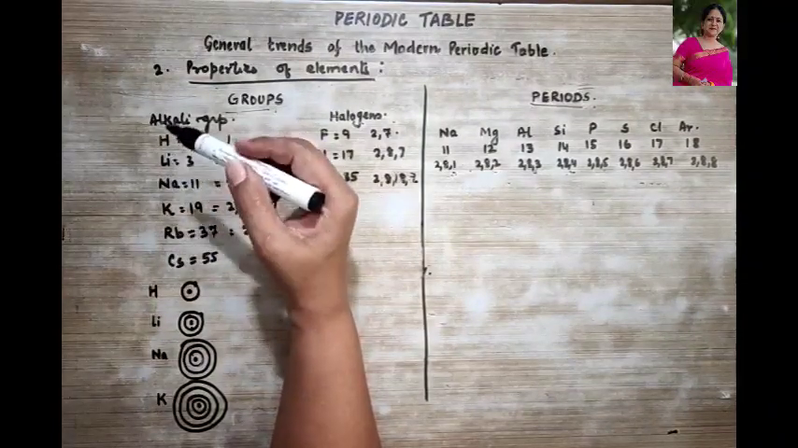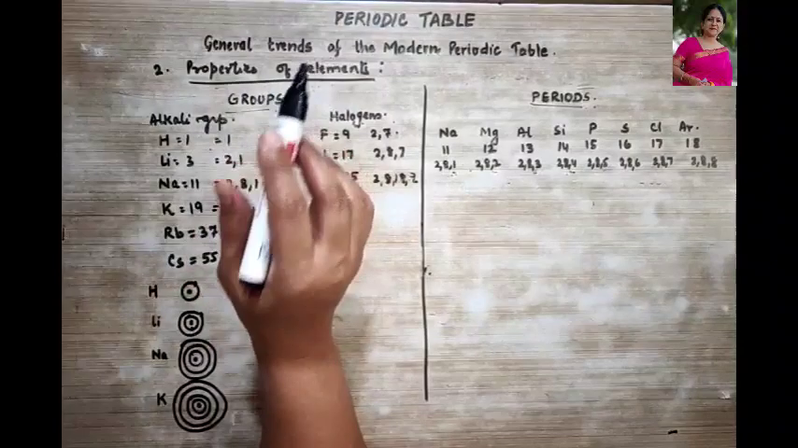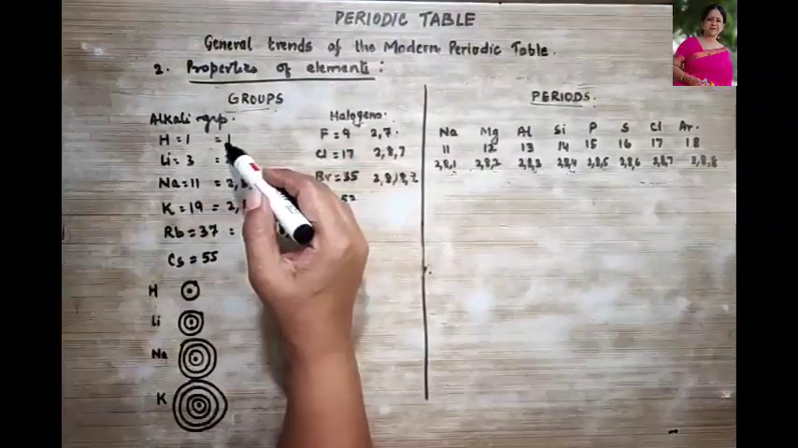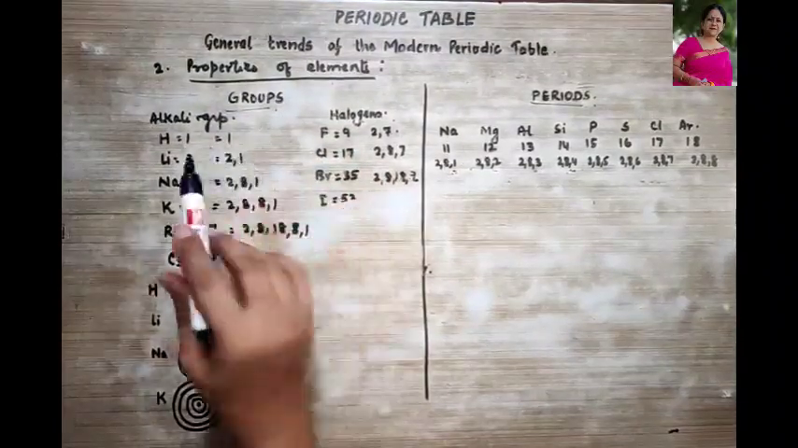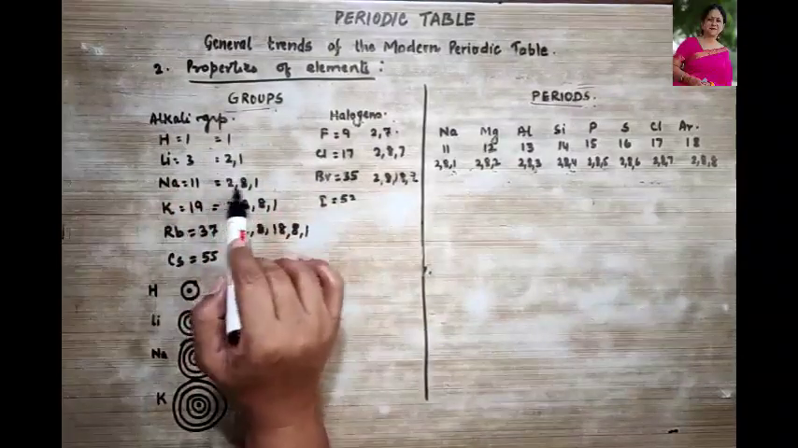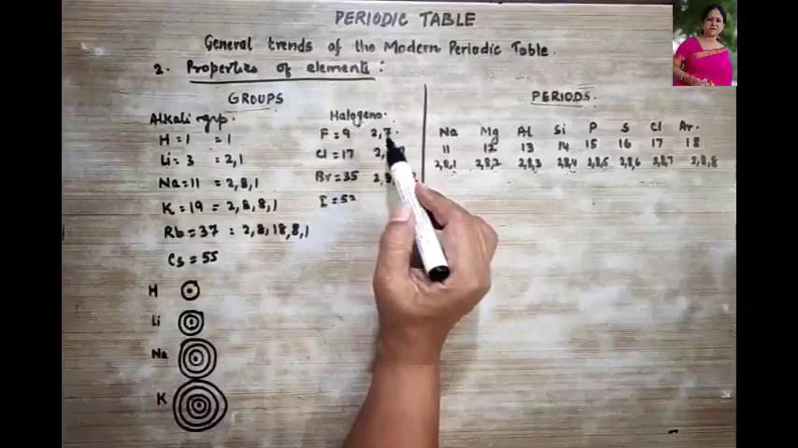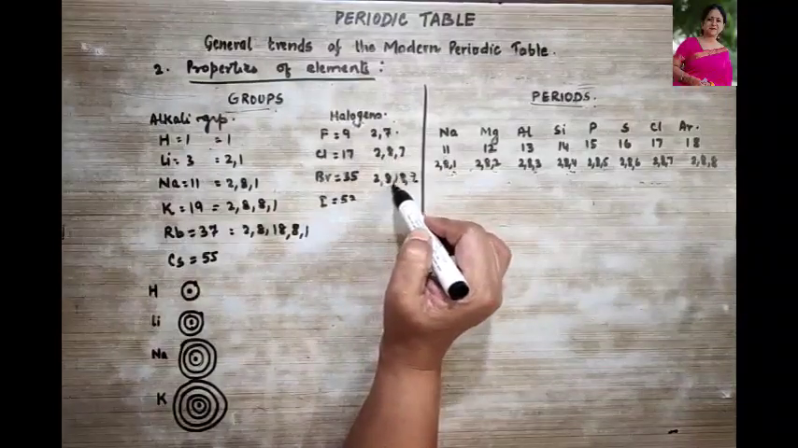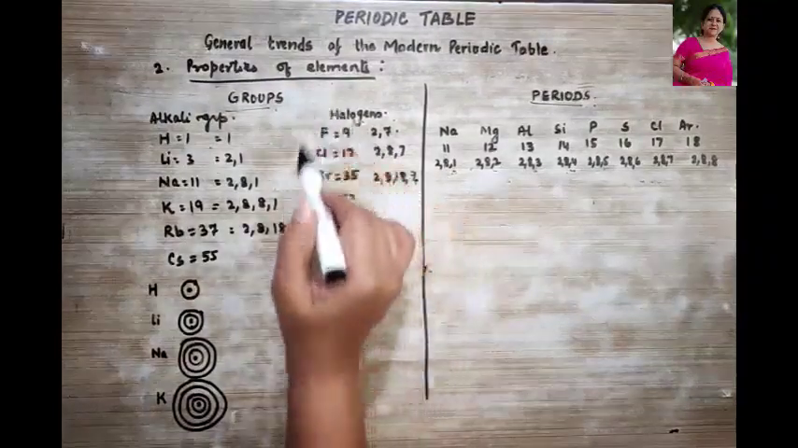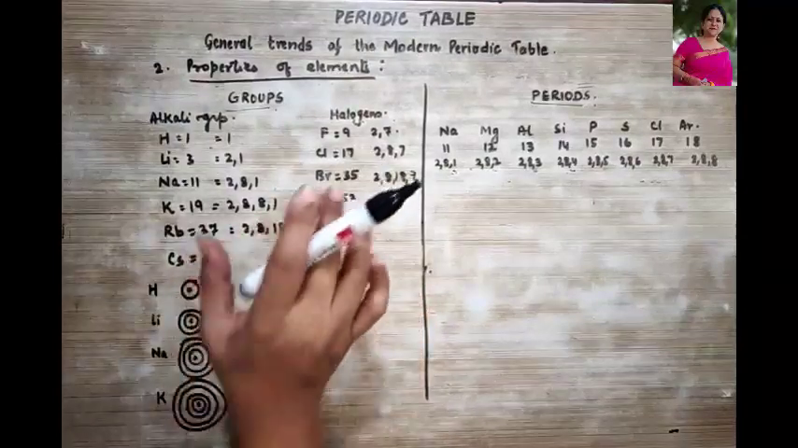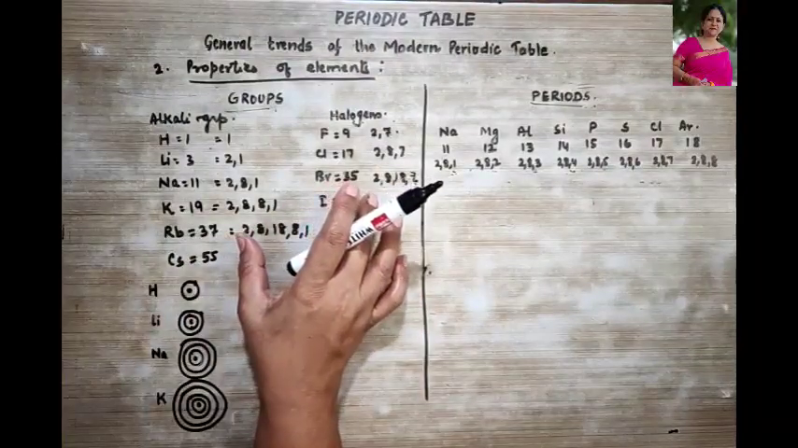Now look over here. Elements in the given group always possess similar electronic configuration. Look over here: 1, 2, 1, 2, 8, 1, 2, 8, 8, 1, 2, 8, 18, 1. Or look at halogen: 2, 7, 2, 8, 7, 2, 8, 18, 7. So in a group, what is happening? The electronic configuration remains the same.